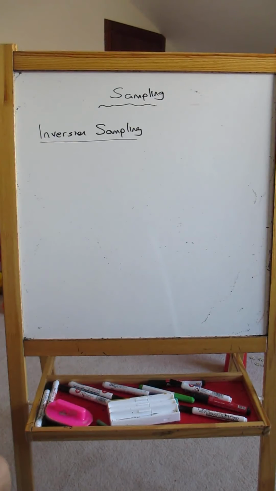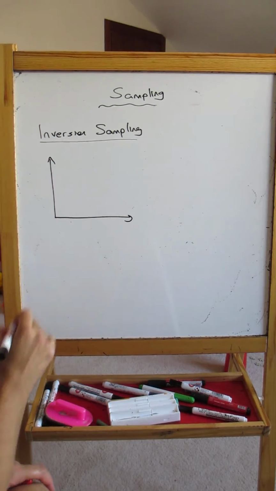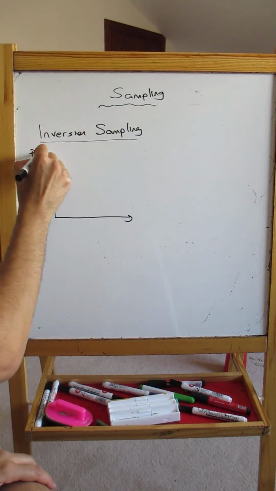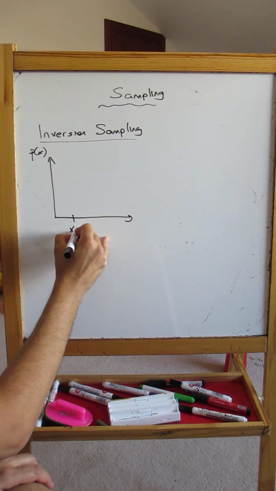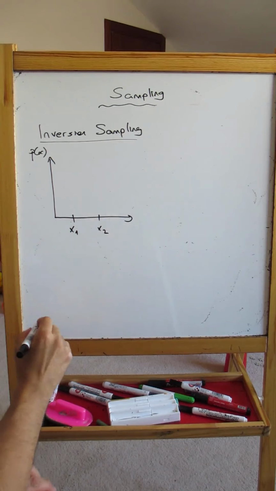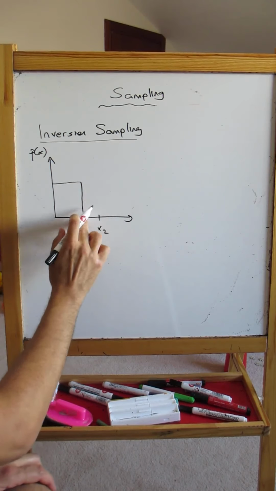Okay, now the better method, if you can do it, is actually to use a sampling technique known as inversion sampling. Let's say we have a PDF that looks like this. Let me draw this here. We have the probability density p(x) here, and for this example, two possible values, x1 and x2.